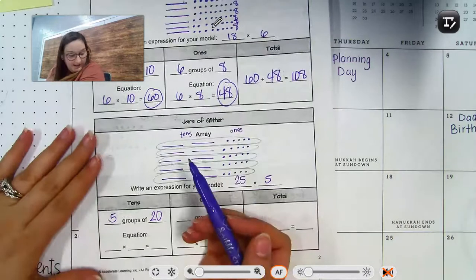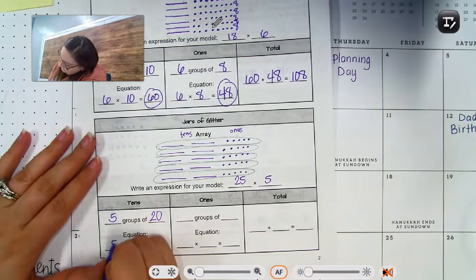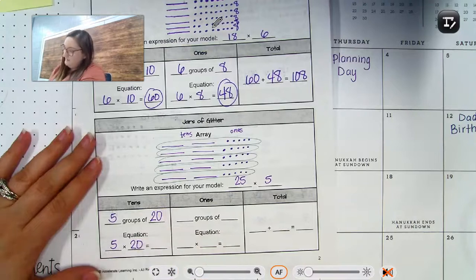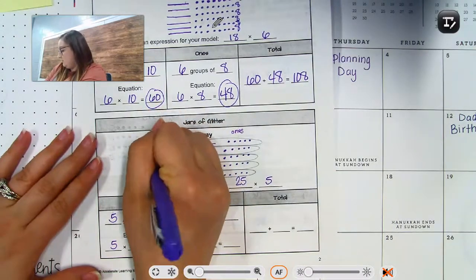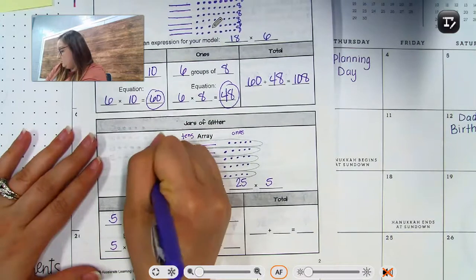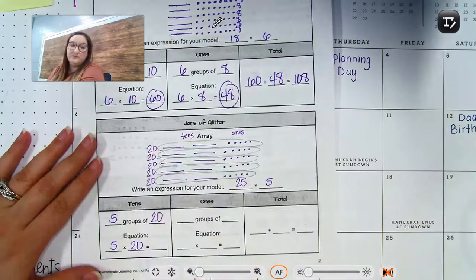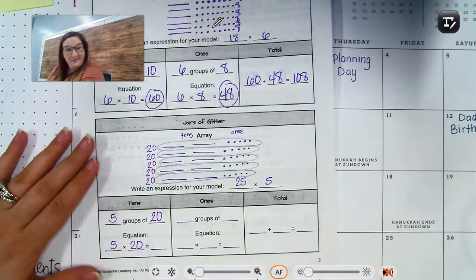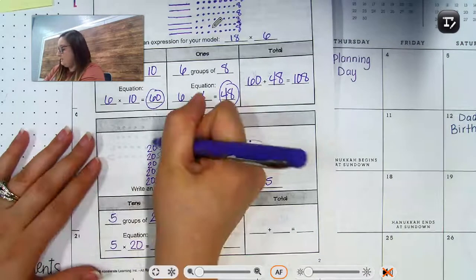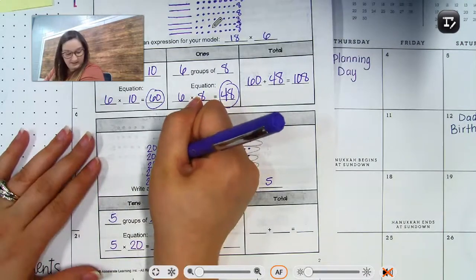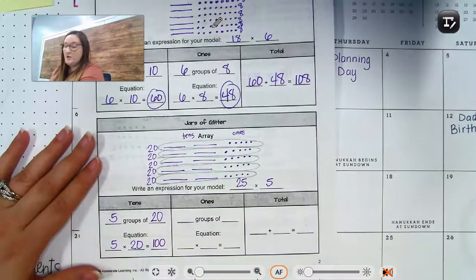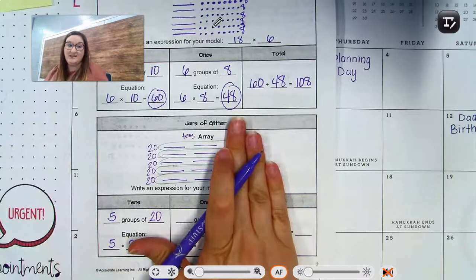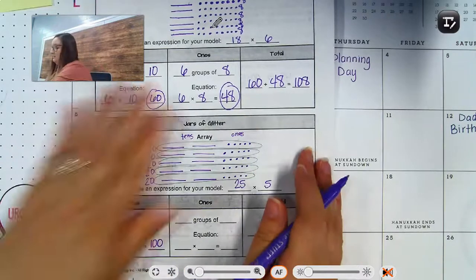So that means that I have 5 times 20. Okay, so that means I have 20, 20, 20, 20, 20. It's kind of almost like counting by twos. I have 20, 40, 60, 80, 100. Okay, so those are just my tens. I just looked at my tens. Now I'm going to look at my ones.